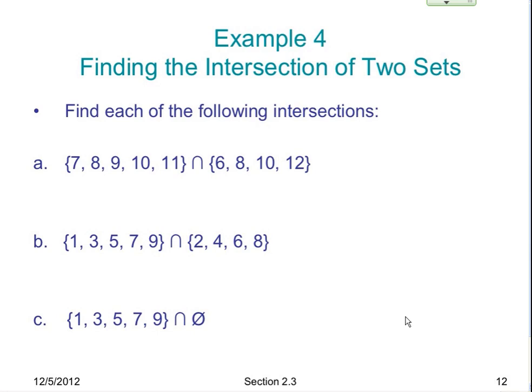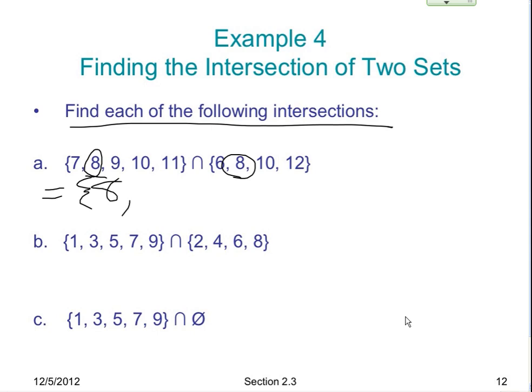Alright, so find each of the intersections. An intersection is what do they have in common. If you look at the set on the left, this one has A, this one has A, so the intersection, I don't know if I kept saying A, but I meant 8. The intersection would have 8. They both have 10, so that would go in the intersection. And that's it. That's the only thing that they have in common.